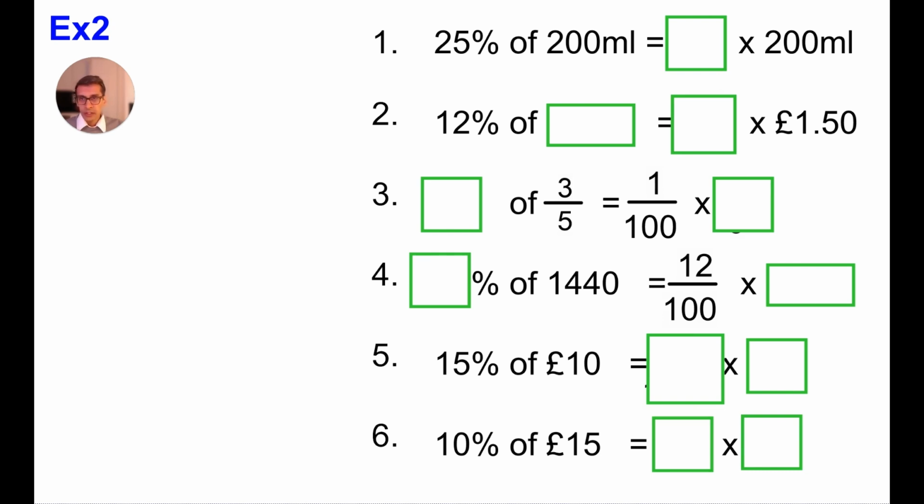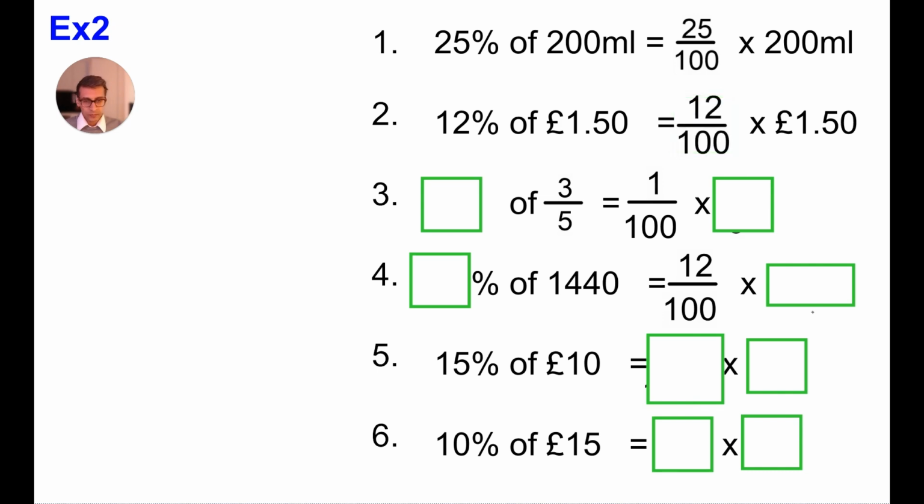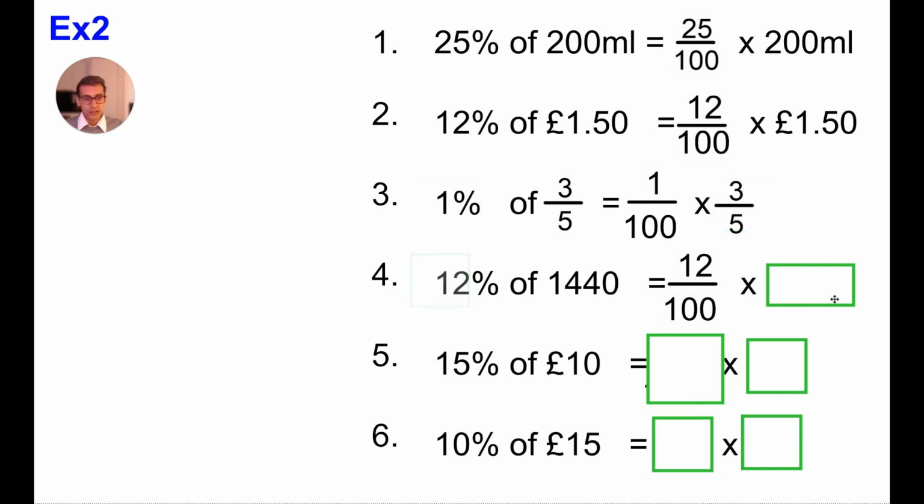Alright, so I hope you've had a go with this. So we can see 25% is going to be 25 over 100. 12% of £1.50. The amount we're looking at doesn't change here, so that becomes 12 over 100. Question 3, well 1 over 100 is 1%, and this is going to stay as 3 over 5. 12 over 100 is 12%, and that's going to stay as 1440.